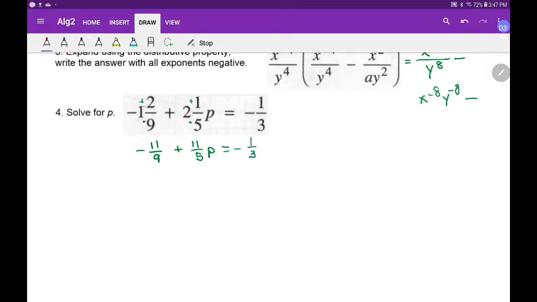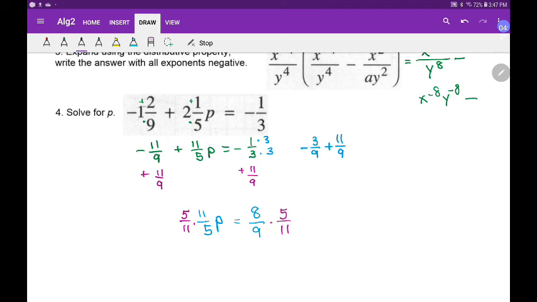Well, let's see. I'm gonna add 11 over 9 to both sides. And when I do that, it seems to me I need a common denominator. Oops. I need a 9, so I'm multiplying by 3. So I have negative 3 over 9 plus 11 over 9. And that's going to be 8 over 9, right? 8 over 9. And I have 11 over 5 left over, P. How do I get rid of that 11 over 5? I multiply by 5 over 11. I don't see anything that will cancel, but you can see how to solve for P from there.